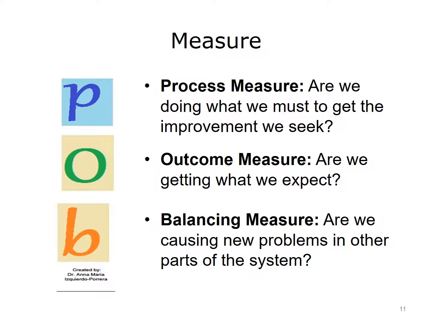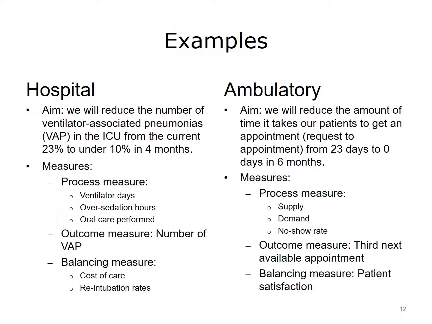Although these measures tend to be measures of cost or patient experiences, any of the process or outcome measures could be used as balancing measures if they help us look at the whole system. We will now present 2 examples of measures selected for improvement projects. The first is a hospital example.